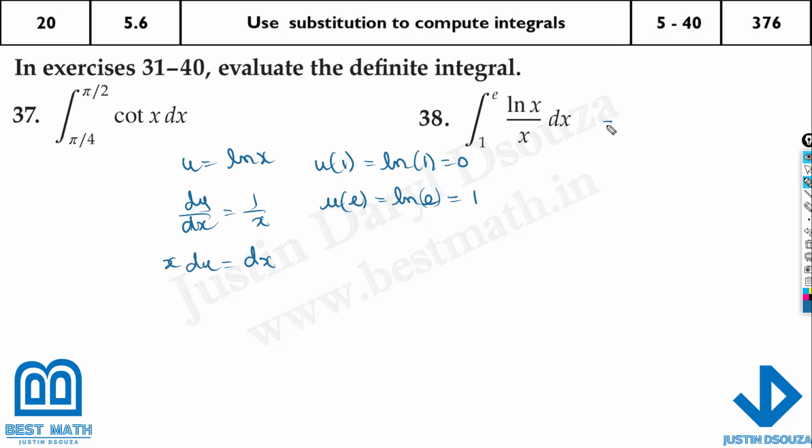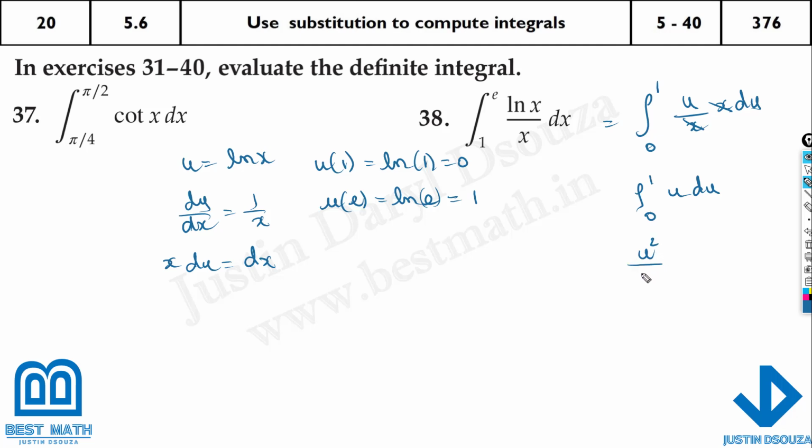So it's 0 to 1, the limits. So here the limits turn out to be 0 and 1. The lower limit, when we apply 1, it's 0. When we apply e, it is 1. Now let's write natural logarithm, that's u here. u divided by what is x? Let's write it for now. But the dx is converted to x times du, right? So x is cancelled off. So you have 0 to 1 u du.